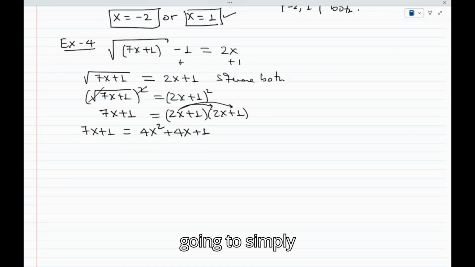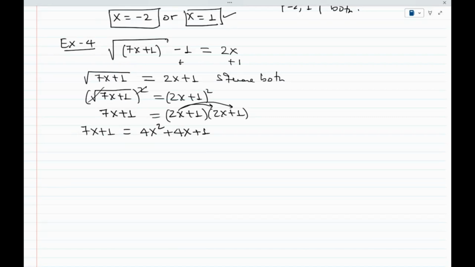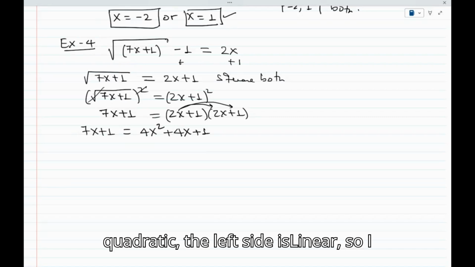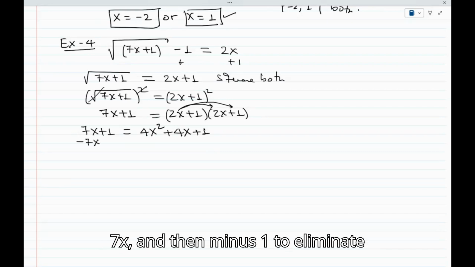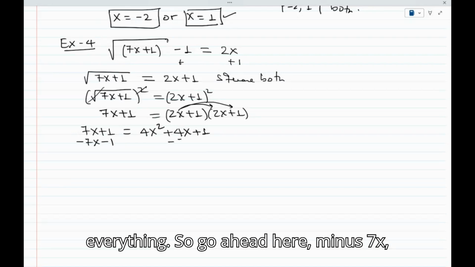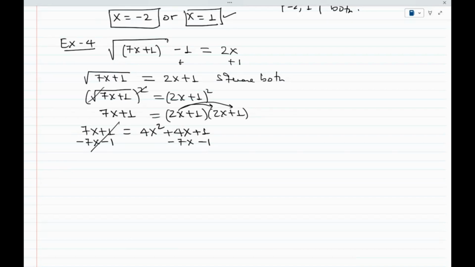To save time, we are going to simply move quickly on this one. Now the next step: the right side is quadratic, the left side is linear, so I can just cancel. Minus 7x, and then minus 1 to eliminate everything. So go ahead here, minus 7x, right? Minus 1, very good. So this will cancel as always, this is going to be 0.